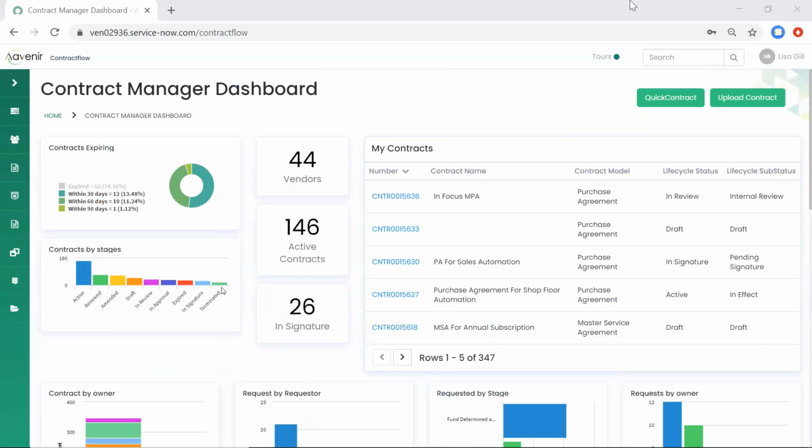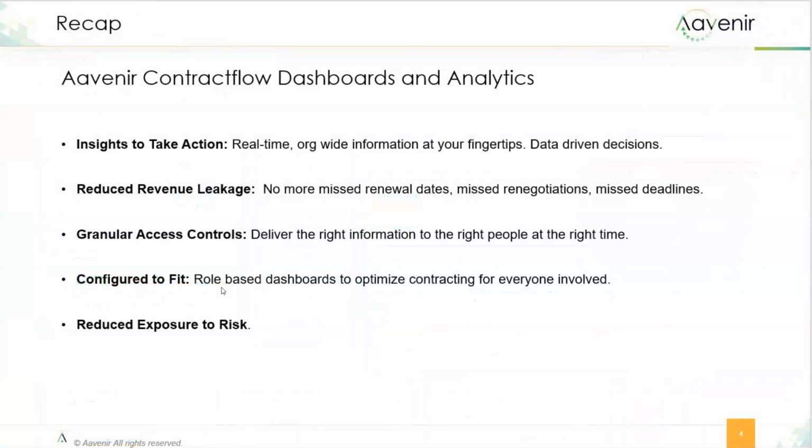Thank you, Vikram, for the excellent outline of the dashboard. To recap, Aavenir Contractflow dashboards and analytics are going to help your team turn insights into action, reduce their risk, and ultimately give you a better view of the efficiency and operations across your entire enterprise, because your entire enterprise defines their strategy and behavior and relationships and actions by the contracts that they hold.